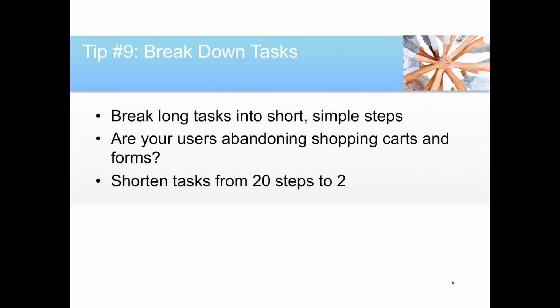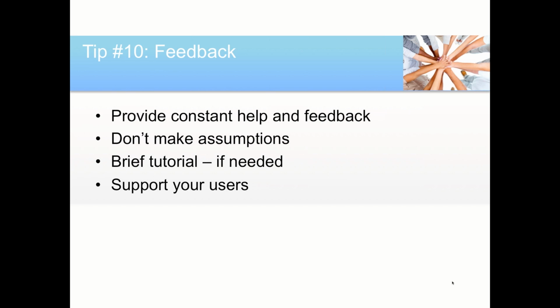So usually tasks are too complicated or have too many steps for the user to go through. So shortening these steps and making complicated tasks simple will definitely help. Break down steps from 20 steps to 2. Keep it simple. And our last and final tip today is provide constant help and feedback to your users.